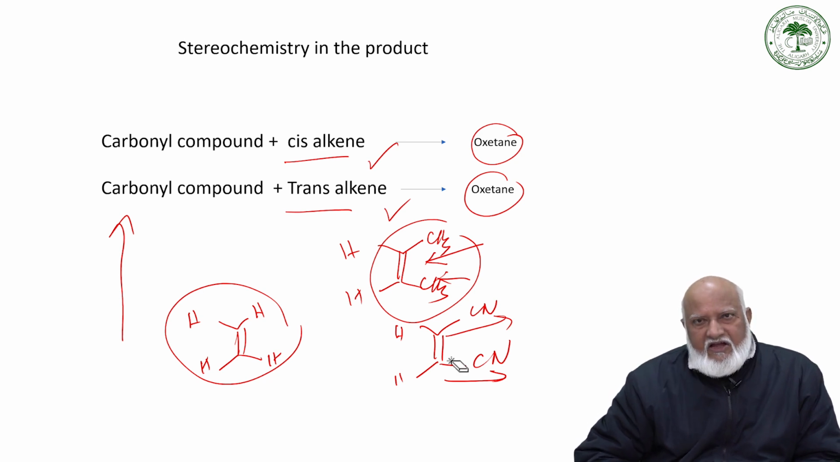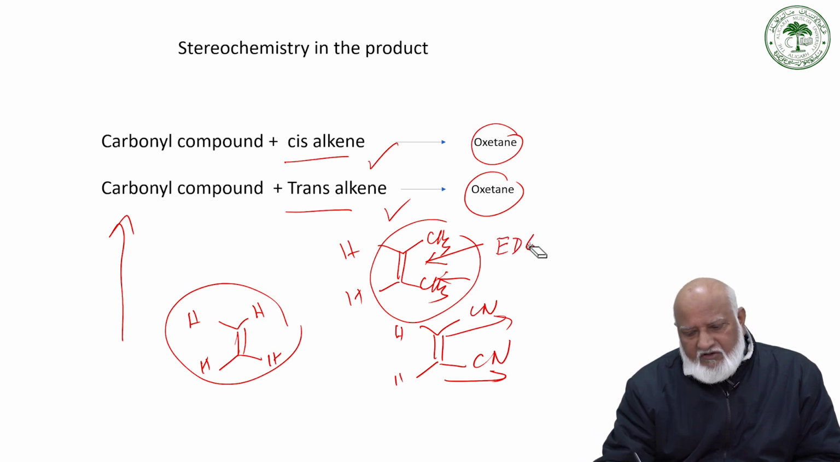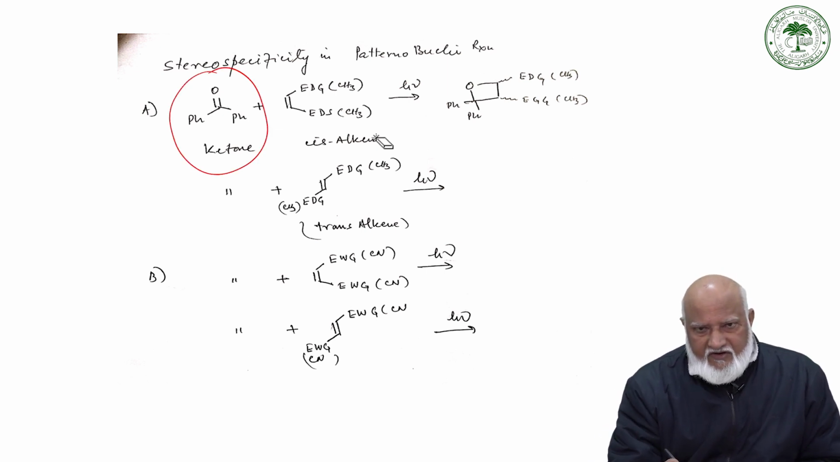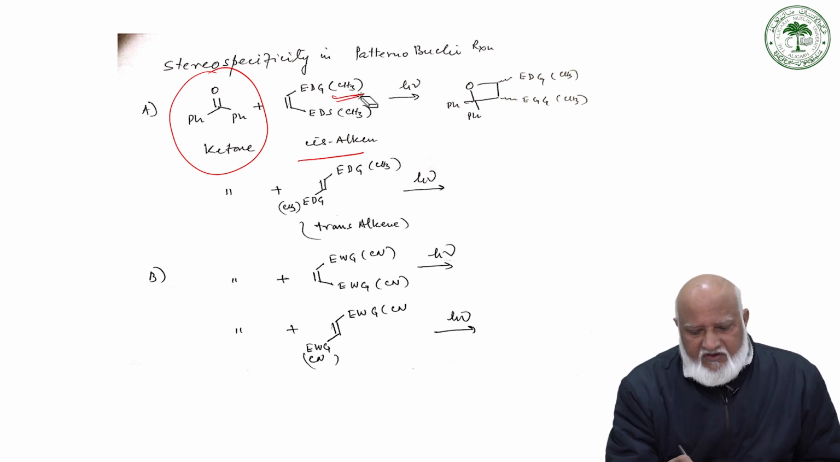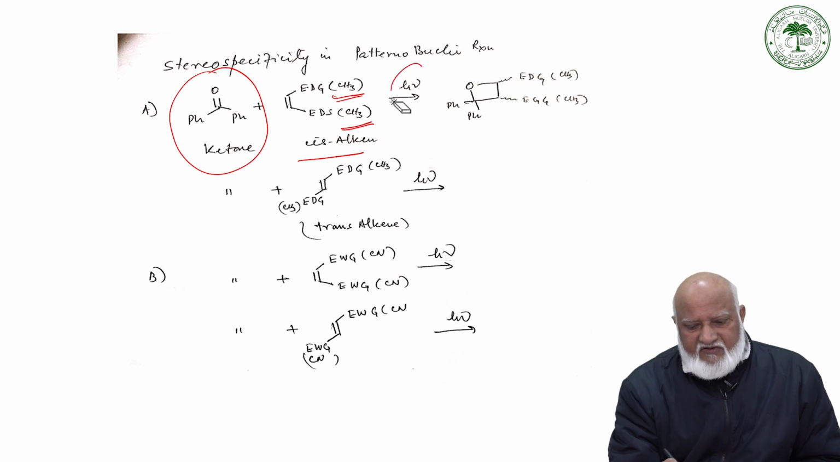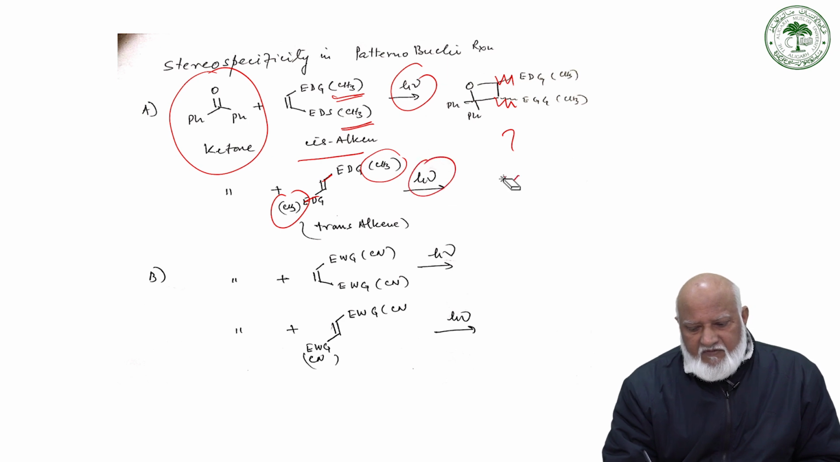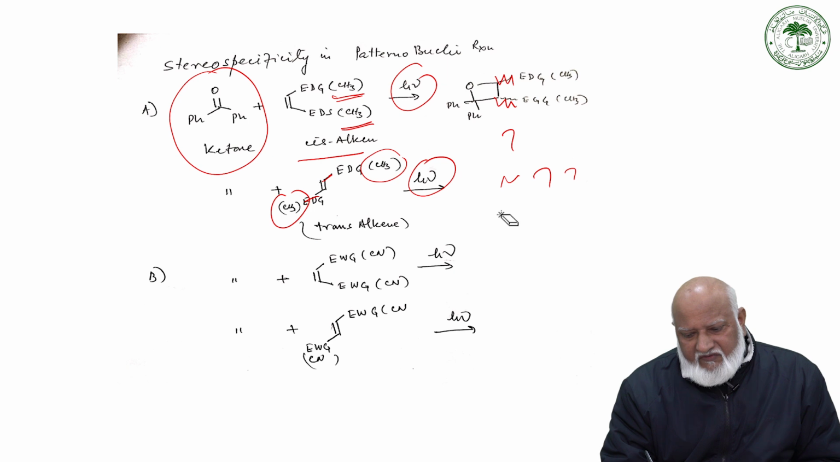So the stereochemistry is highly dependent on what type of alkene it is and what type of substituent it has, whether an electron donating group or an electron withdrawing group present in the alkene. This is the matter of interest. When a carbonyl reacts with an alkene with a substituent electron donating group, such as dimethyl alkene, in the presence of light, what is the effect on stereochemistry? And when we have a trans alkene with an electron donating group in the trans fashion, what is the product? As far as the product is concerned, we know the product is oxetane in all the cases. Now we are interested in the stereochemistry of the product.